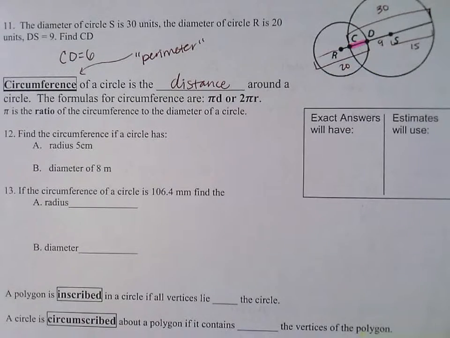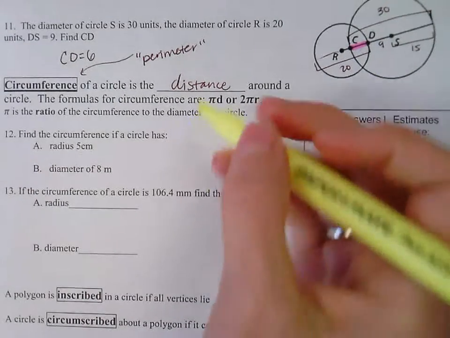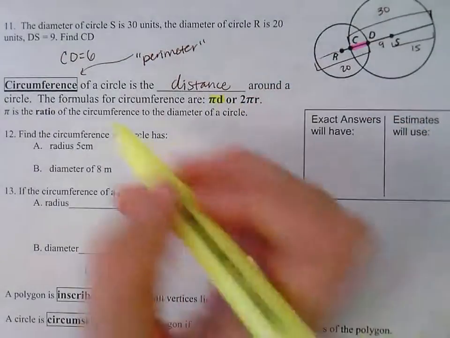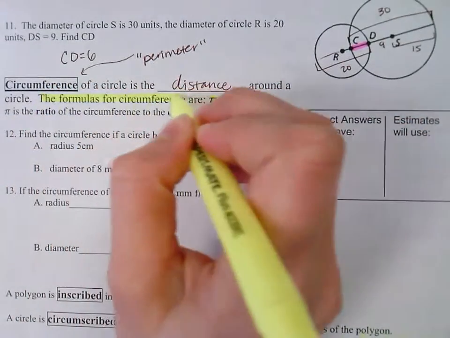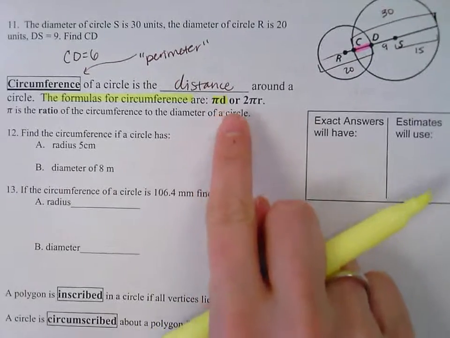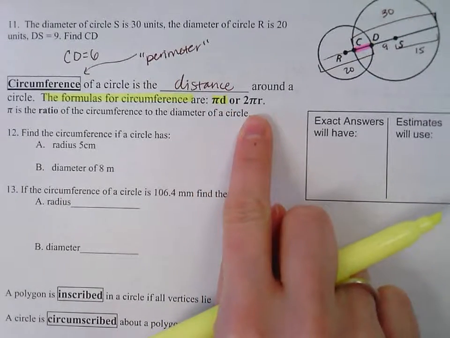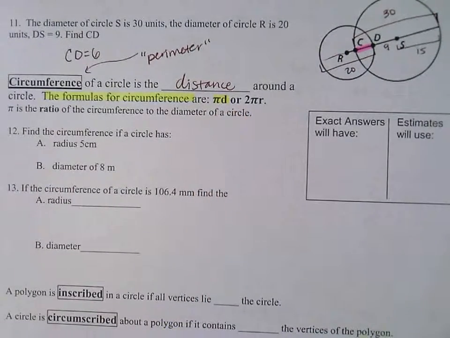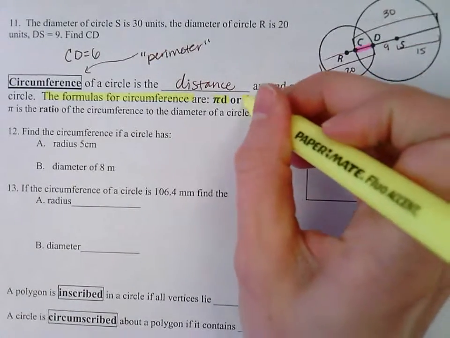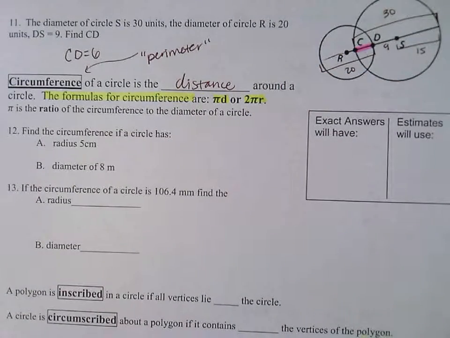And the formula for circumference, there are two of them. The main formula for circumference is pi times the diameter. However, we know the diameter is twice the radius. The diameter is equal to 2r. So another formula for circumference is 2r times pi, or 2 pi r.